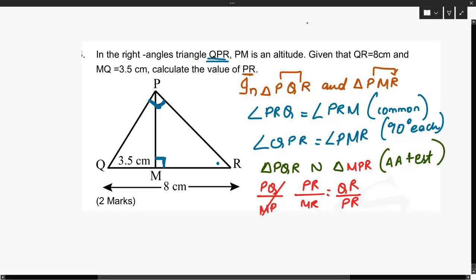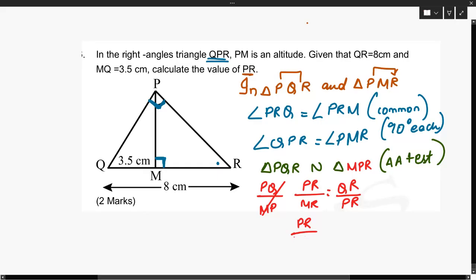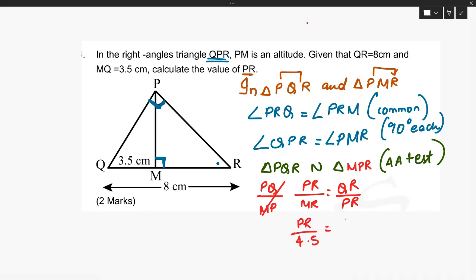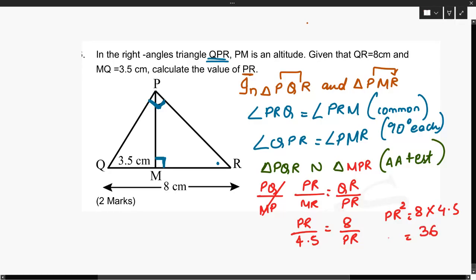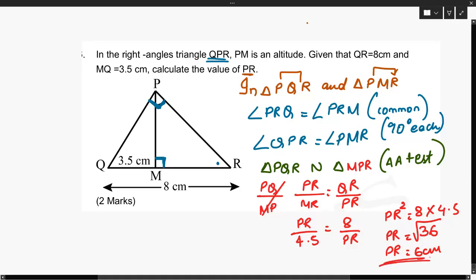Now it is framing properly. See, PR and PR on both the sides. So PR, we will write it as it is, which we need to find. MR, as you told, we can figure out, which is 2.5, correct, which is equal to QR, which is given 8, which is equal to PR. Now PR into PR is PR square, which is 8 times 4.5. So 8 times 4.5 is 36. So root of 36 is 6. So it is 6 centimeter. Easy, sorted.